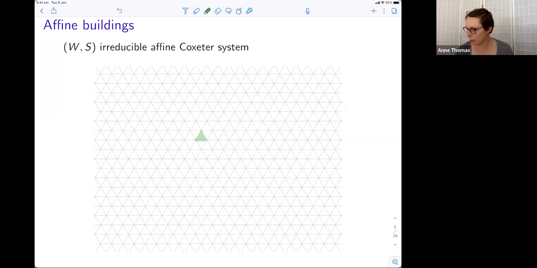Now these little triangles here, just some terminology for later. Each little triangle is going to be called an alcove. Sometimes in buildings theory, this would be called a chamber, but I want to call it an alcove for today because I want to use the word chamber for something else. Okay, so just have that example in mind, the group of type A2 tilde, for the rest of the talk.